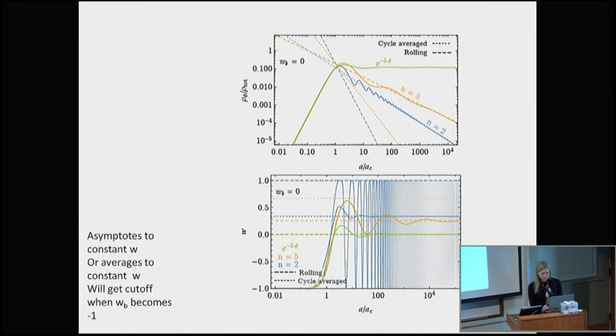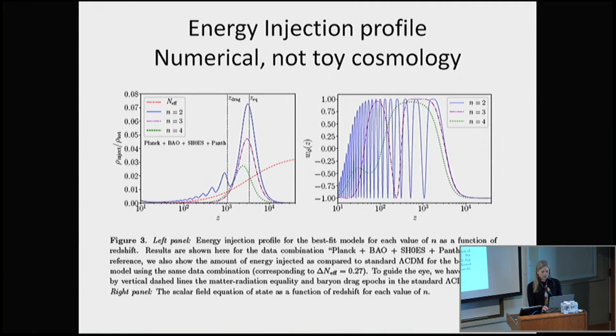And this also just shows what I just said. So you see for n equals 2, you really do have some sort of oscillating solution. But for n equals 5, it very quickly asymptotes to just rolling. Okay. So what do the energy injection profiles look like?